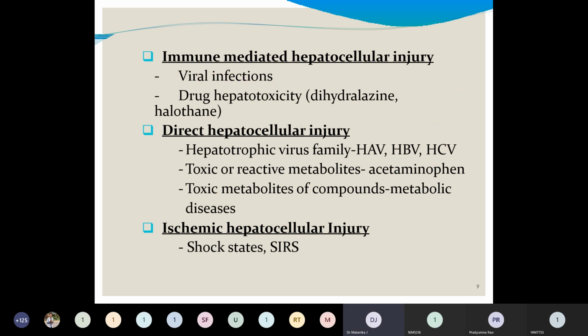So the three components which are causing injury to the liver are immune-mediated hepatocellular injury, direct hepatocellular injury, and ischemic hepatocellular injury. Immune-mediated conditions include viral infections and drug hepatotoxicity like dihydralazine and halothane. Direct hepatocellular injuries are mainly due to the hepatotropic virus family, that is hepatitis A virus, hepatitis B virus, and hepatitis C virus. Toxic metabolites include acetaminophen and toxic metabolites of compounds due to metabolic diseases, and ischemic hepatocellular injury is mainly due to shock status and sepsis.